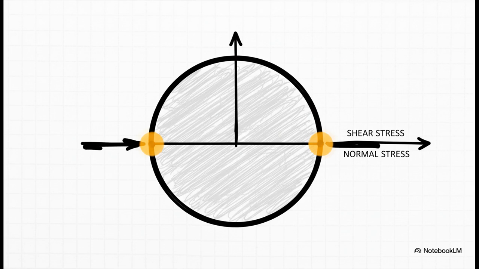The principal stresses, the very things we've been looking for, are just sitting there, right where the circle crosses the horizontal axis. And the maximum shear stress? That's just the radius of the circle. All the answers you need laid out in one simple, elegant diagram.